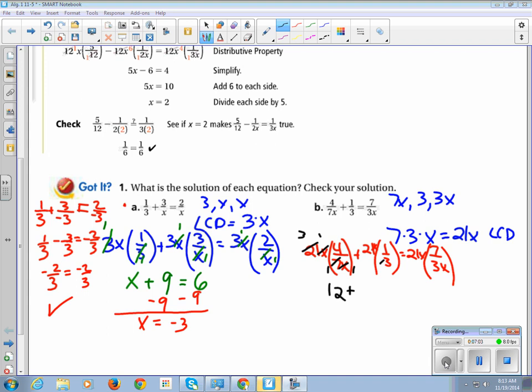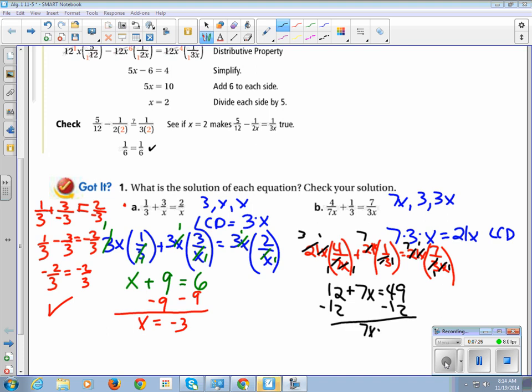3 goes into 21 7 times. 3 goes into 3 once. I get 7 times x, which is 7x. 3 goes into 21 7 times. 3 goes into 3 once. X goes into x once. And 7 times 7 is 49. I'll take away 12 from both sides.